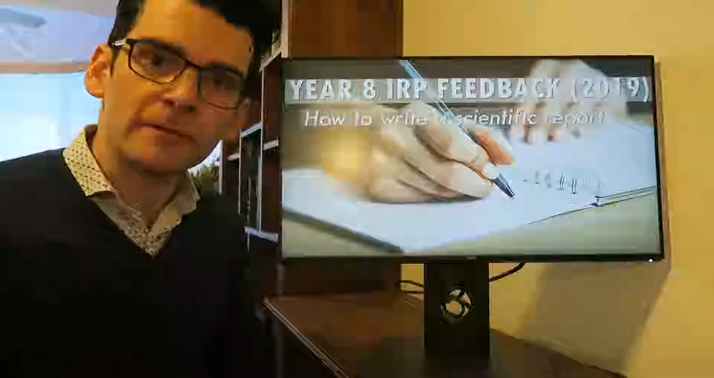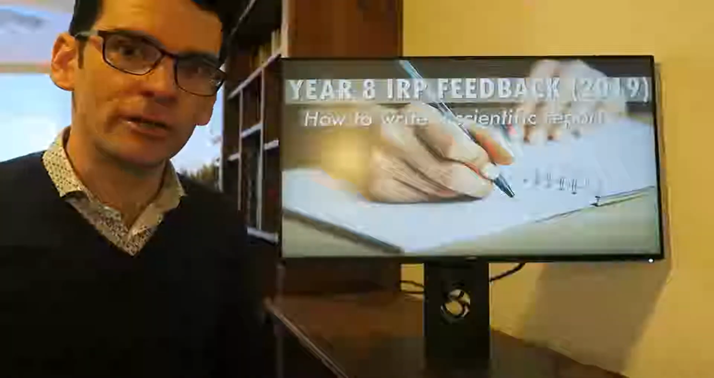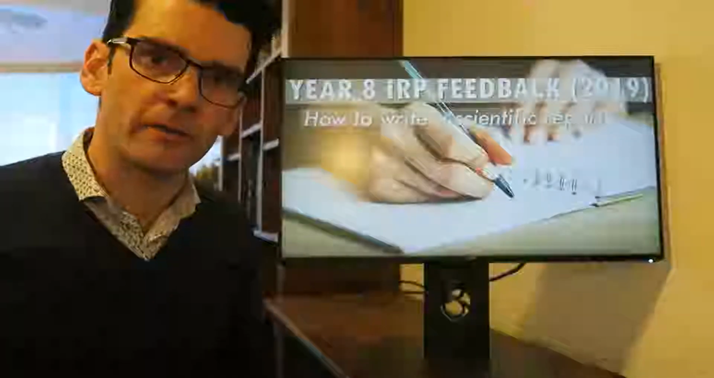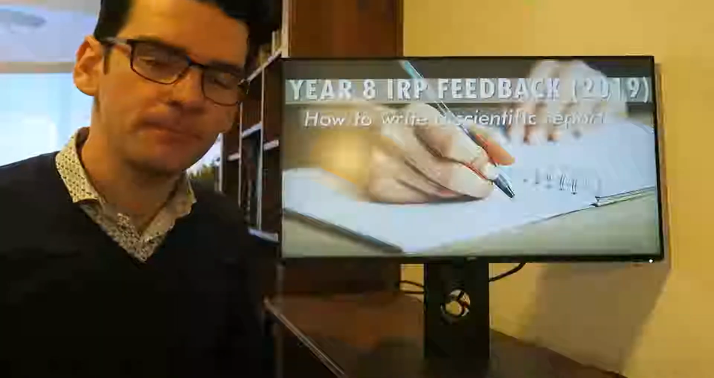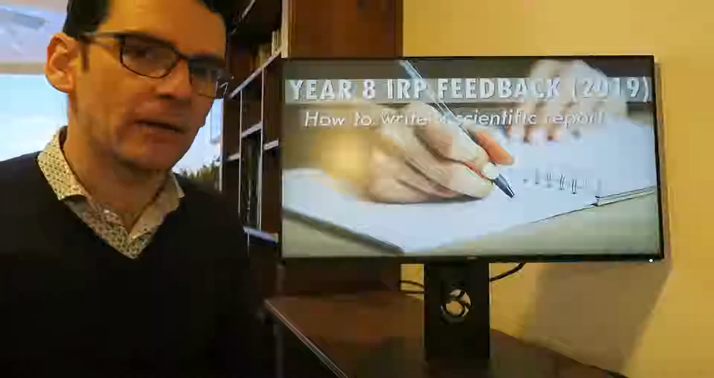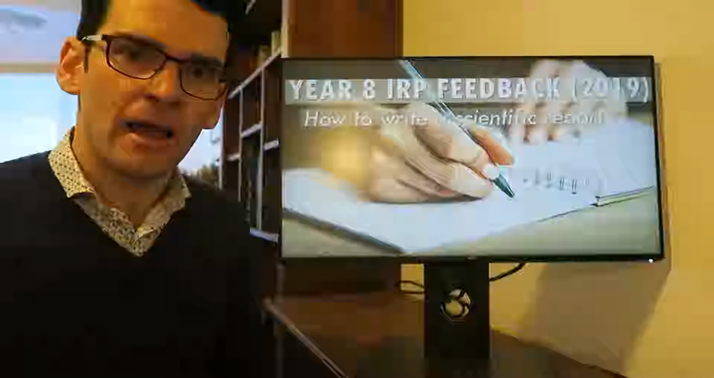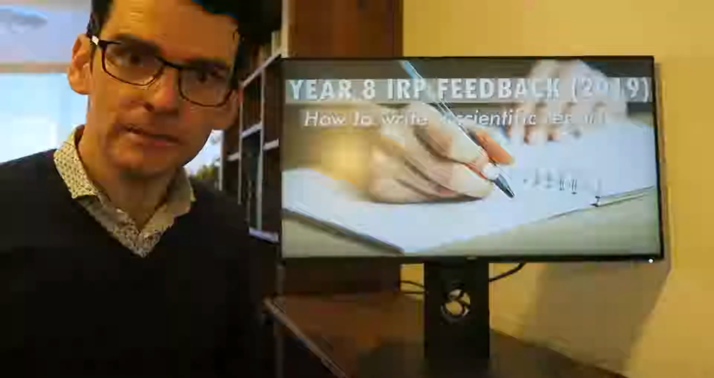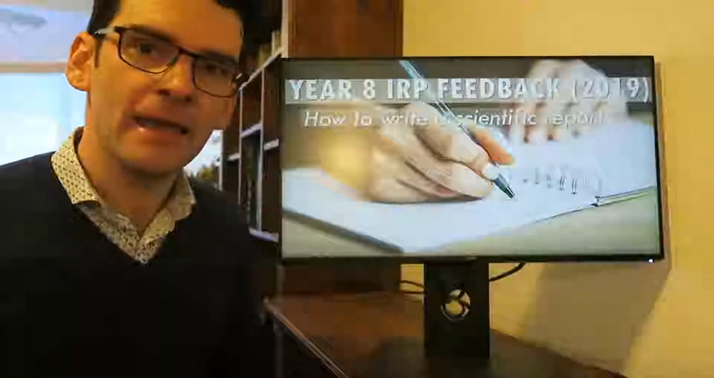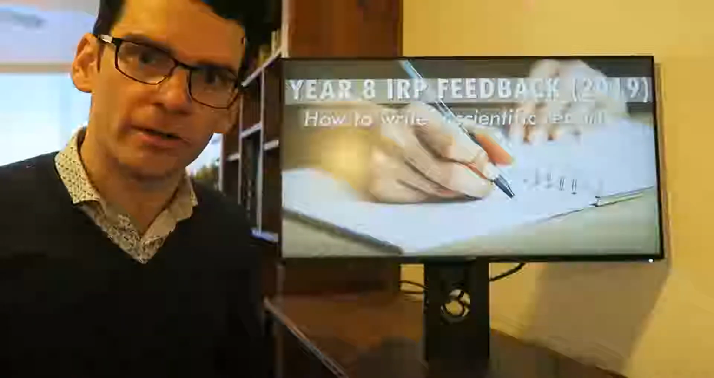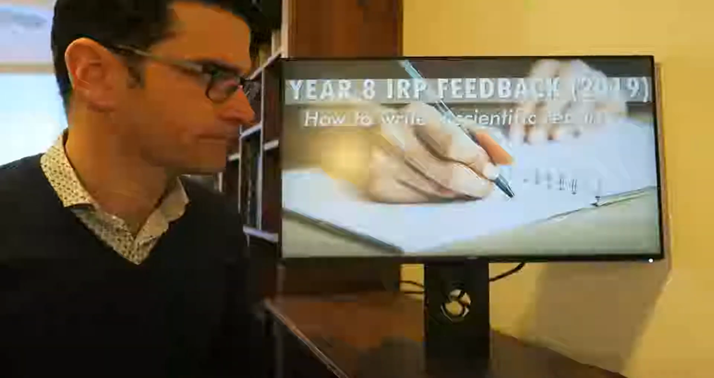So now that we've looked at what it takes to make a really good start to your poster, that is with the aim, hypothesis, and the background information, we're going to start looking now at the methods and the results. That is, what is it you actually did in your IRP, and what were the outcomes? That is, what was the data that you collected and what trends might they be showing?